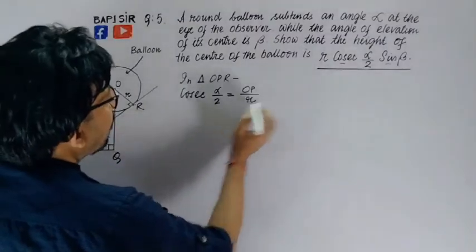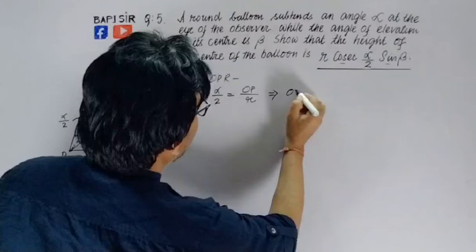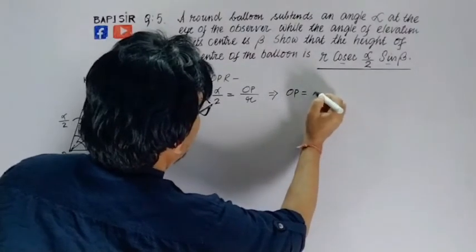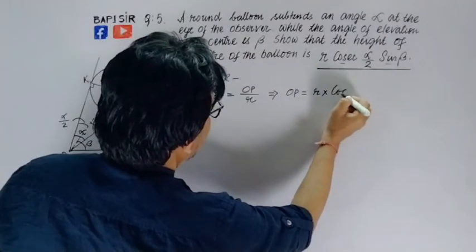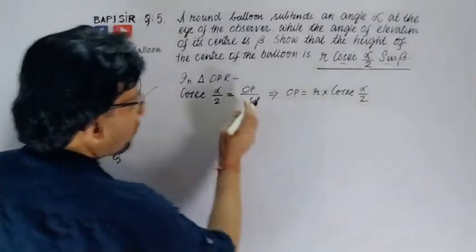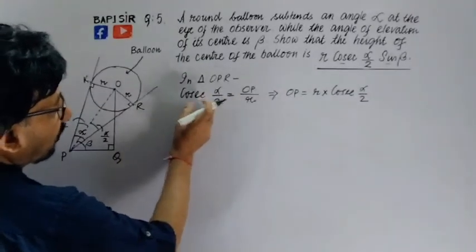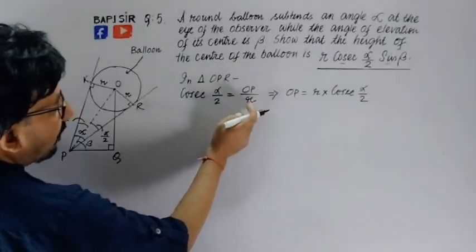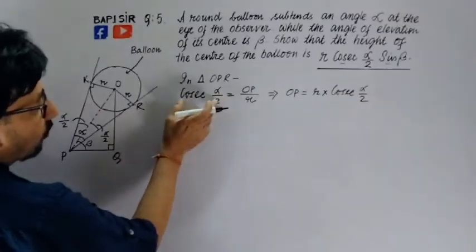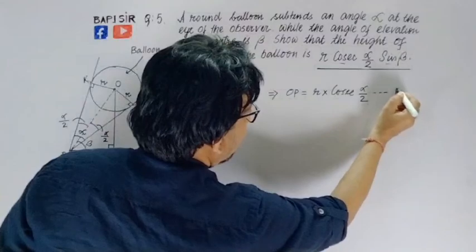Now cross multiply this. OP is equal to r into cosec alpha by 2. Just cross multiply: OP is equal to r into cosec of this angle, r into cosec alpha by 2. This is equation number 1.